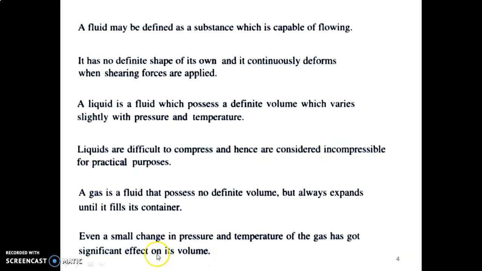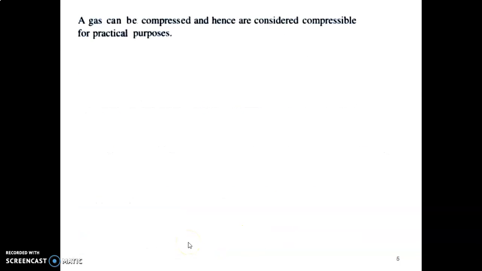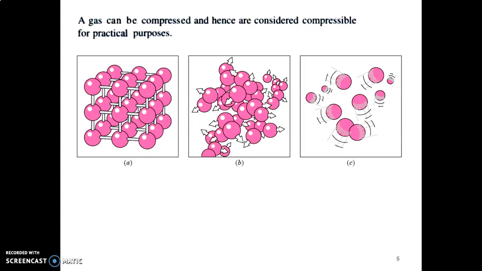And compared to gases, volume can be changed by slight variation in pressure and temperature. Therefore, gases are considered to be compressible for practical purposes. For example, the oxygen we are breathing is a compressible gas. Its volume can be decreased or increased. It can be compressed or expanded. That's why gas is considered to be compressible.